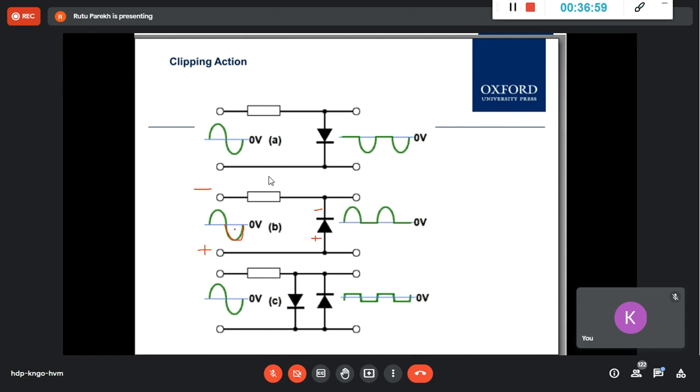Yes, ma'am. So it is conducting. Conducting means for the negative half, the potential is what? 0. And for the positive half, it is open, so all the voltage will appear here. So this positive half will follow the output.